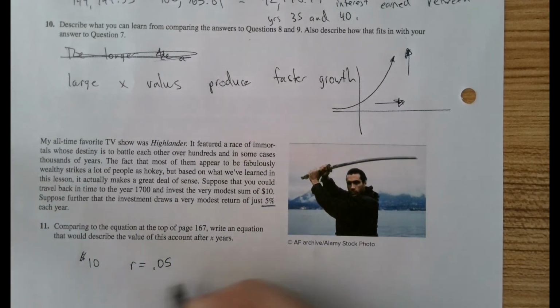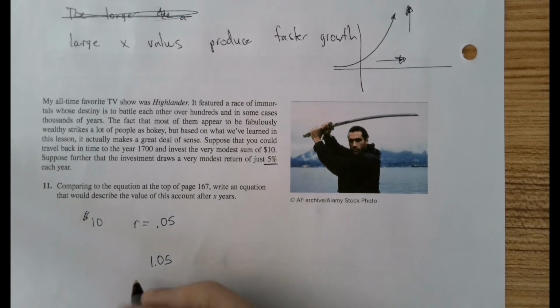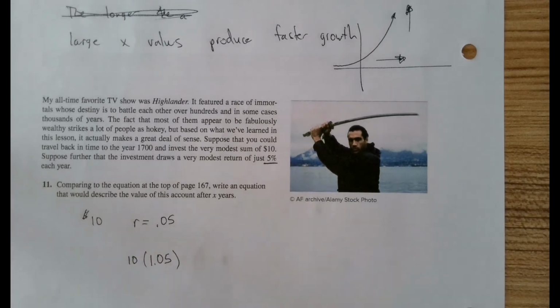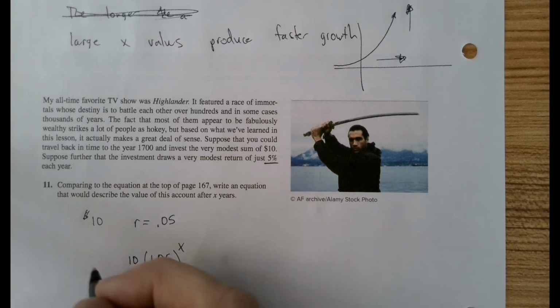So if you think what we did, we added the 0.05 to 1 to get the growth factor. This is the number you're multiplying by each year after 1700. And the amount you invested in there, the amount we're multiplying by 1.05 is the $10. And we're going to do this for an X amount of years.